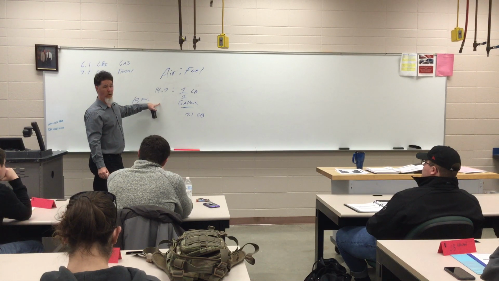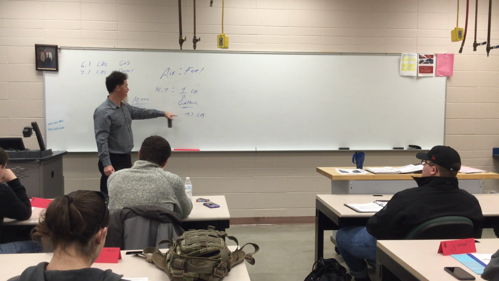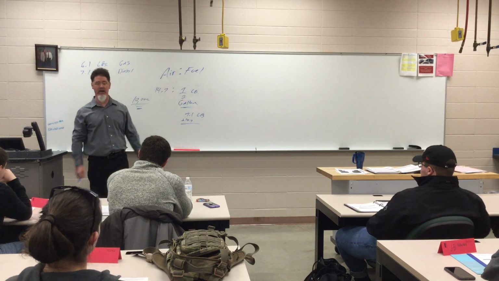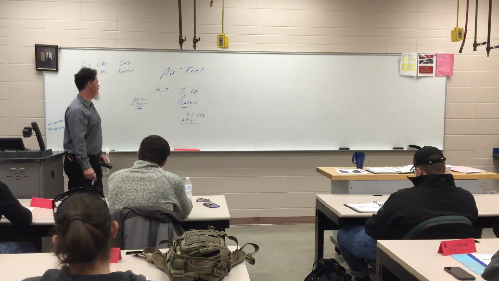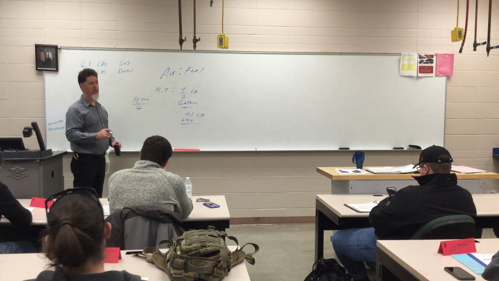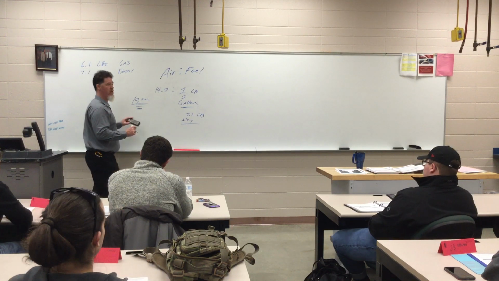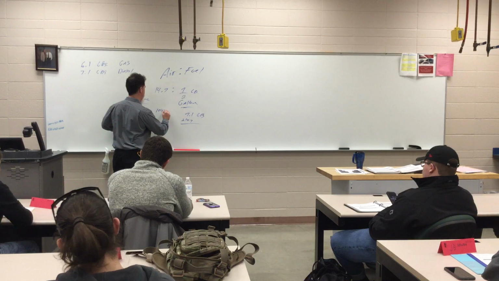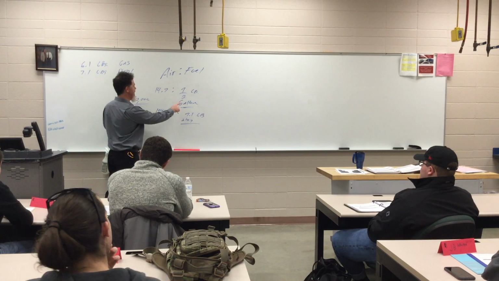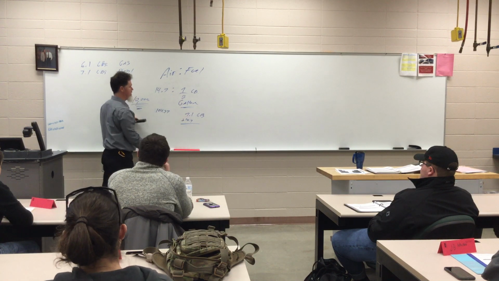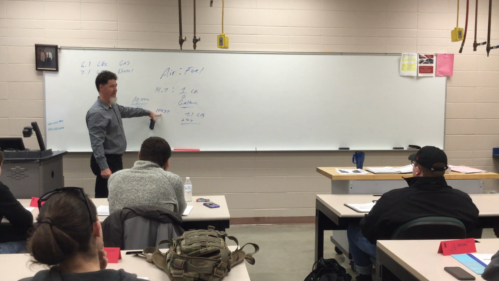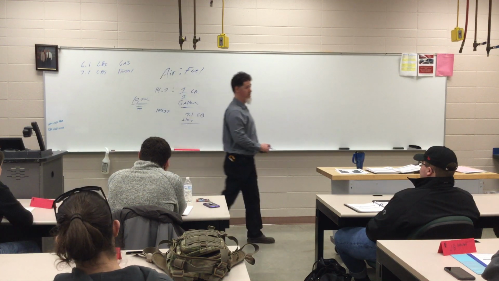Well, this air-fuel ratio is 14.7 to 1, right? So I have to take this and multiply it by 14.7. Can someone use the calculator and tell me what 7.1 times 14.7 is? It's close to 100. 104.37. Okay, so pretty close to 100. So if I'm going to burn 1 gallon of diesel fuel, which weighs 7.1 pounds, I'm going to need 104 pounds of air.